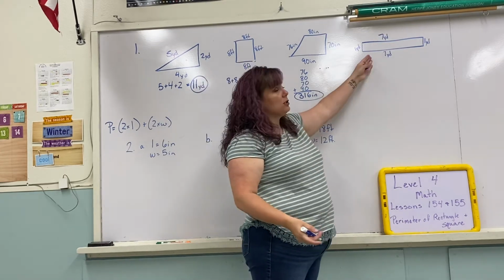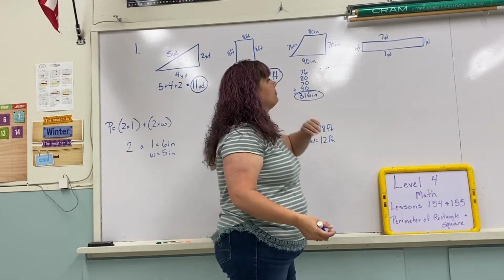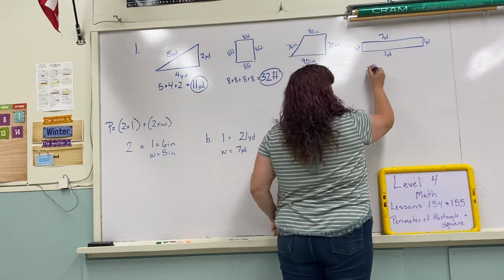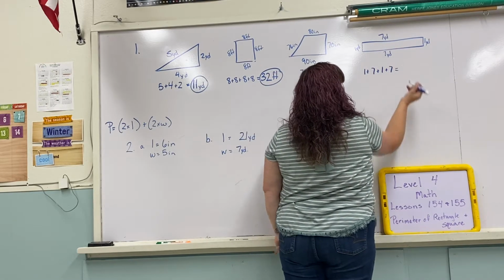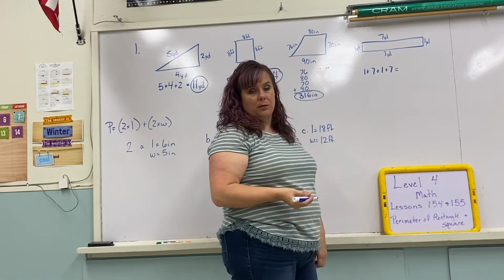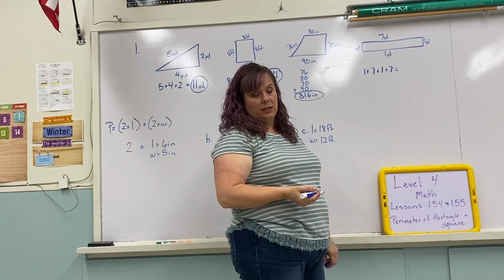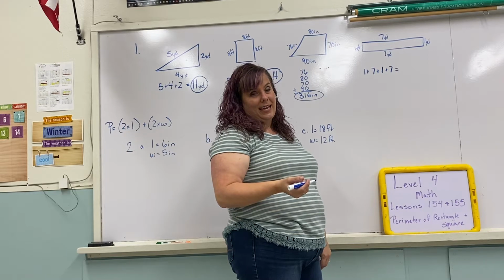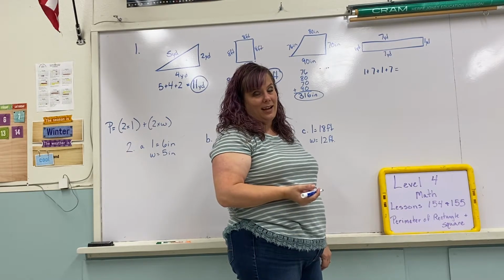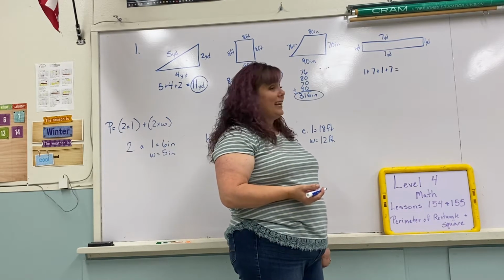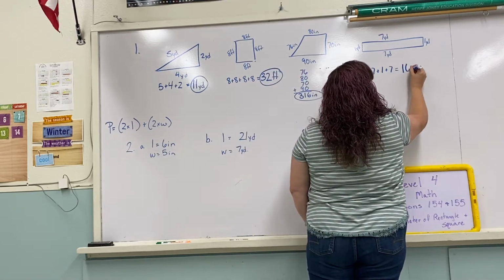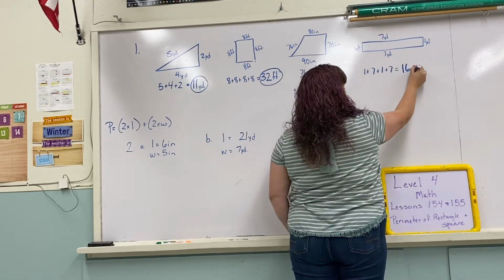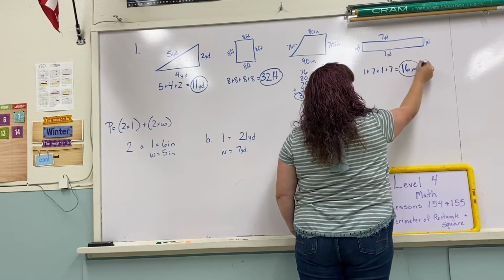Okay, last one, the super skinny rectangle. So we have 1 plus 7 plus 1 plus 7. What is 1 plus 7 plus 1 plus 7? It's like adding 8 and 8, right? And 8 and 8 is 16. And don't forget your label, your yards, 16 yards.